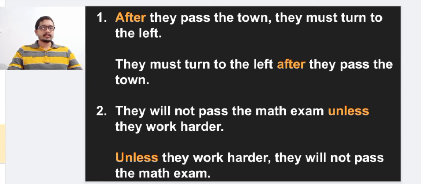Here the comma is used because the first one is the dependent clause. "Unless they work harder" is the dependent clause. Then the second comes the independent clause: they will not pass the math exam. So remember, when we use the dependent clause first, always use a comma after it. And if we use the independent clause first, no comma.